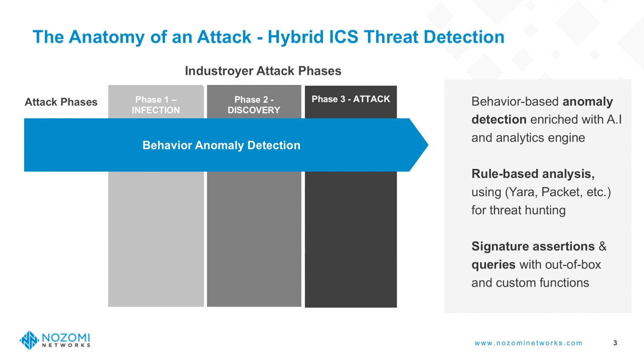Nozomi Networks has what we call a behavior-based anomaly detection capability that's enriched with AI and comes with an analytics engine that not only allows us to identify anomalies in communication structure and data flow, but also correlate and test that correlation with covariance across various incidents and identified anomalies.